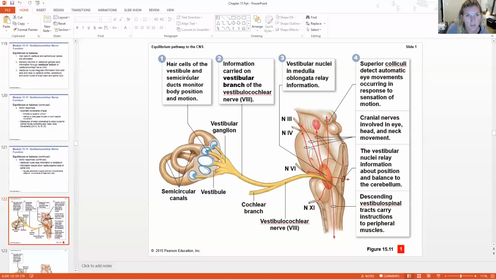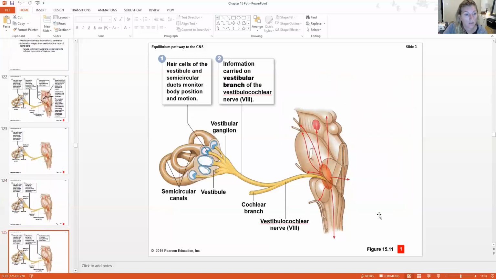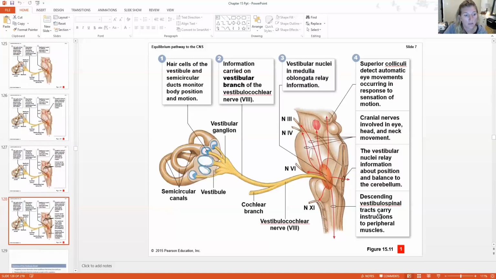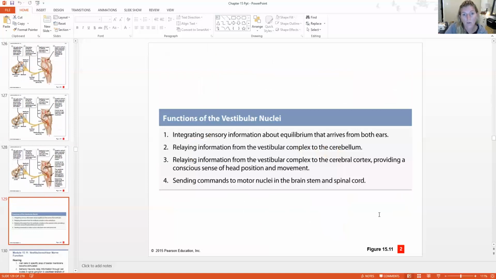So hair cells in the vestibule and semicircular ducts monitor our position. That information goes to the vestibular branch. Vestibular nuclei in the medulla oblongata relay the information. Superior colliculi detect any automatic eye movements. Cranial nerves involved are those controlling the eye, neck, and head. And the vestibular nuclei relay information to the cerebellum. And the descending tract is going to carry out information to the peripheral muscles. Awesome. This is all going through the functions of the vestibular nuclei.